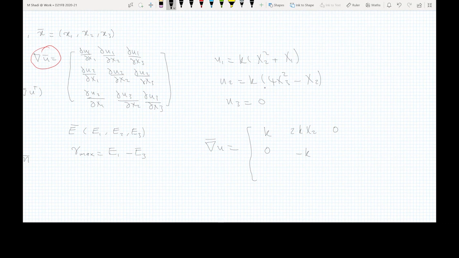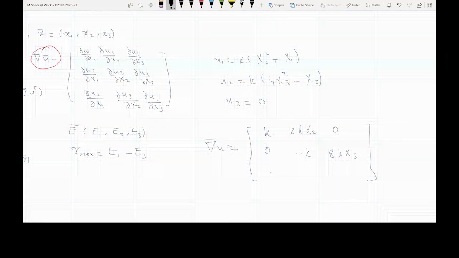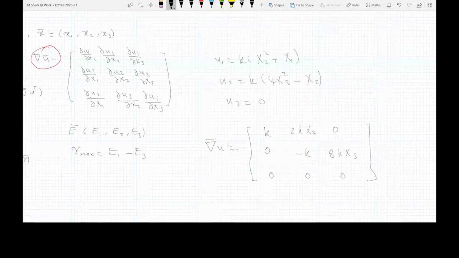And then the derivative of u2 with respect to x3. This one goes to 0, and this one will end up as 8x3, because the square comes down and multiplied with 4 is going to be 8. And we have the k on the outside, so this is 8kx3. And then finally u3: the derivative of 0 with respect to anything is going to be 0, so we have zeros everywhere. Now this is the displacement gradient.